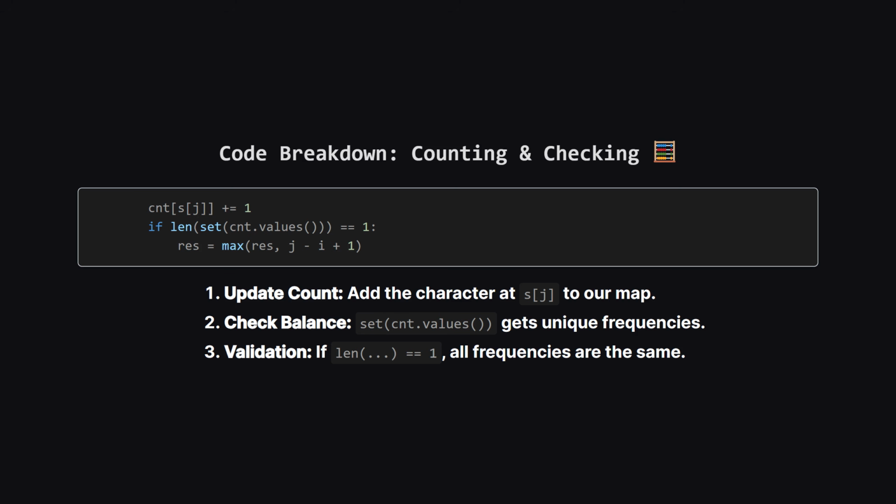Since a set only keeps unique items, if the length of this set is exactly 1, it means every single character we have seen so far appears the exact same number of times. If that's true, we have a balanced substring. We then update our result res with the current length if it's the biggest we've found.